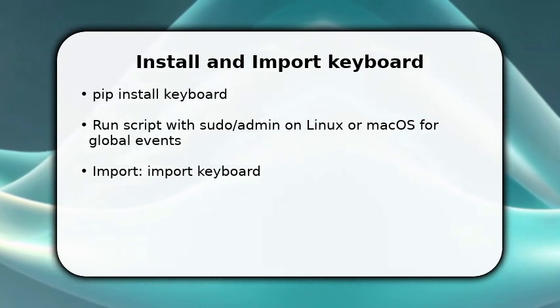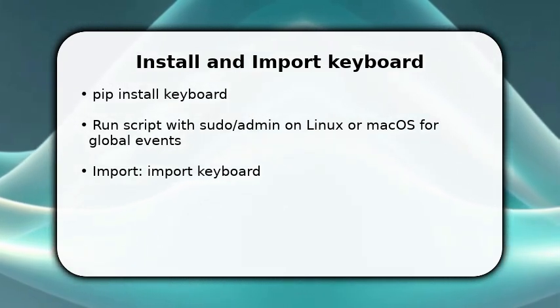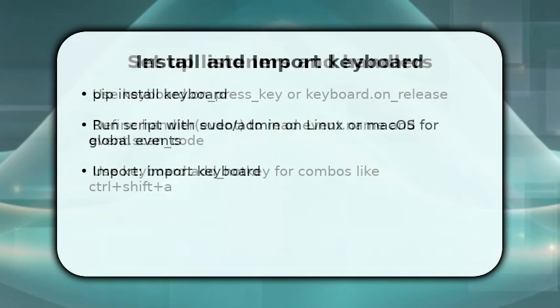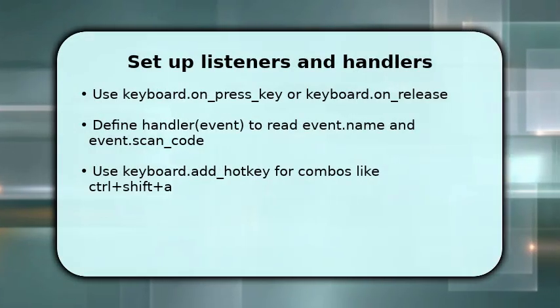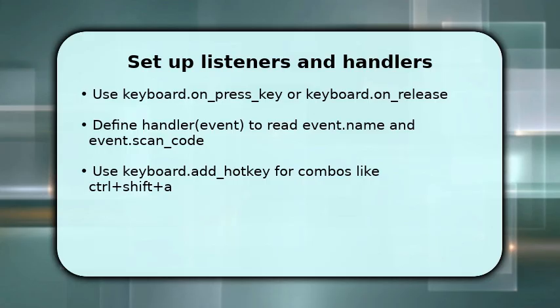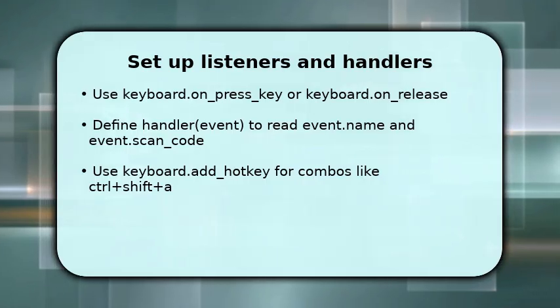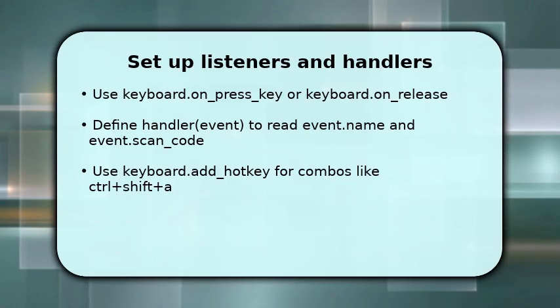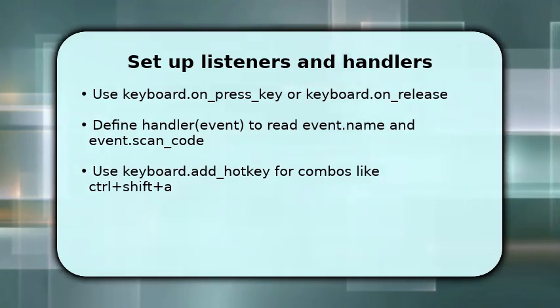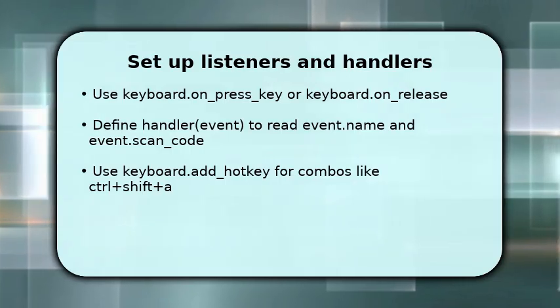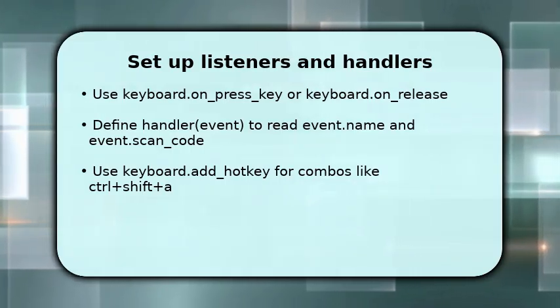Next, wire events to functions so your program responds to key activity. Define a handler that accepts an event and reads event.name and event.scan_code to know exactly what fired. Use keyboard.on_press_key or keyboard.on_release_key for single key bindings, and use keyboard.add_hotkey for combos like Ctrl plus Shift plus A to avoid manual state tracking.